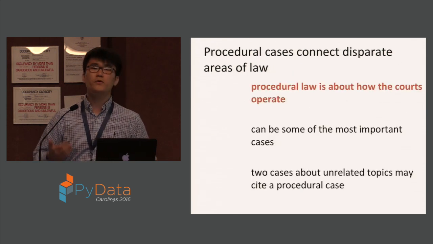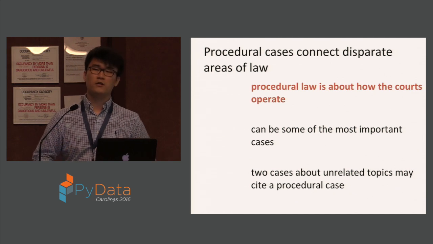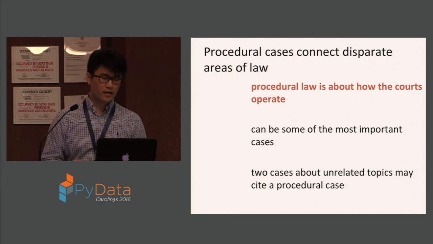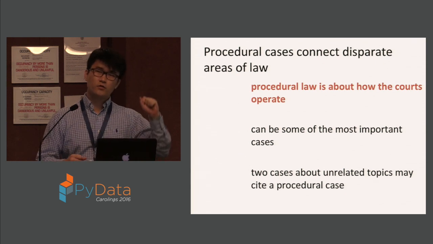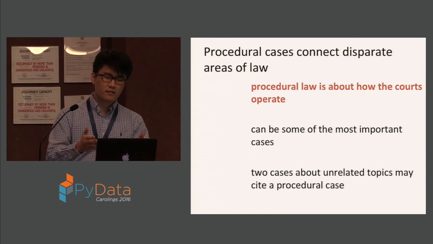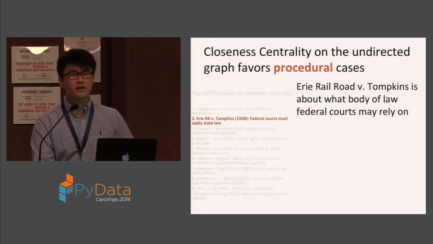So what are procedural cases? Well, procedural law is about how the courts operate. So it explains how our legal system works. And this means that two different court cases from different areas of law can cite a procedural law because it explains how our legal system works. So let's look at an example.